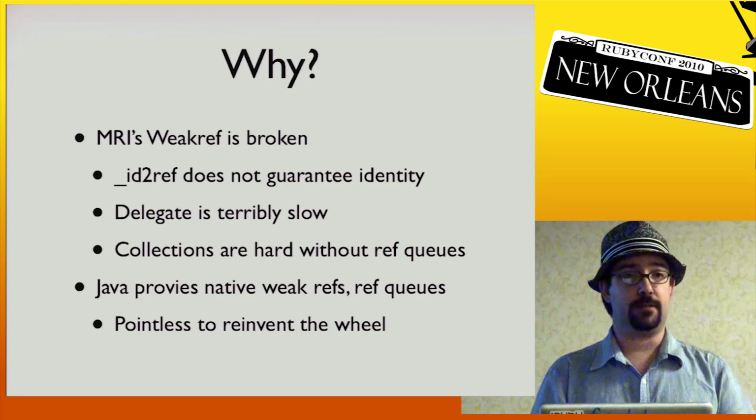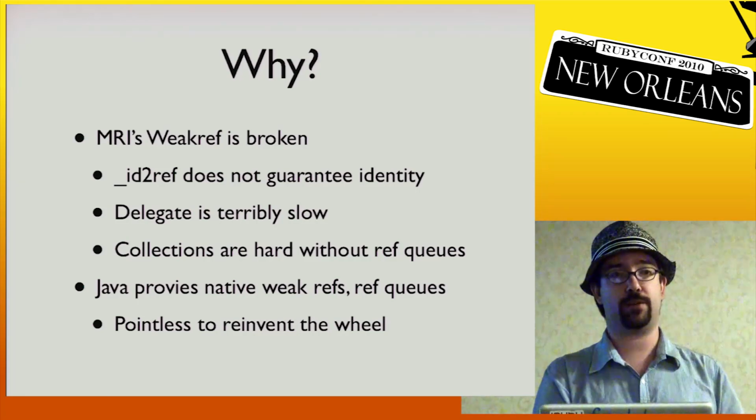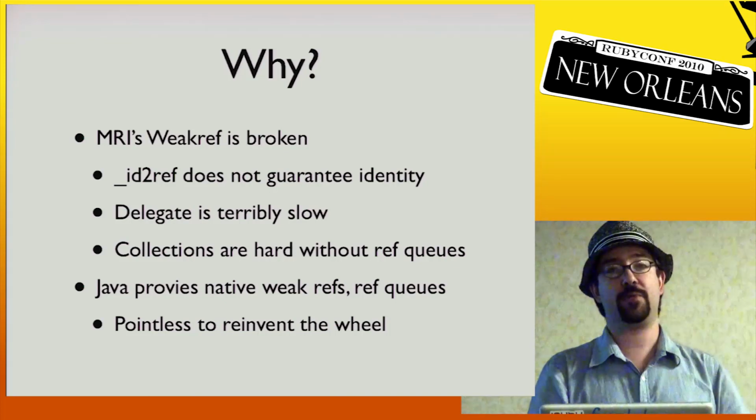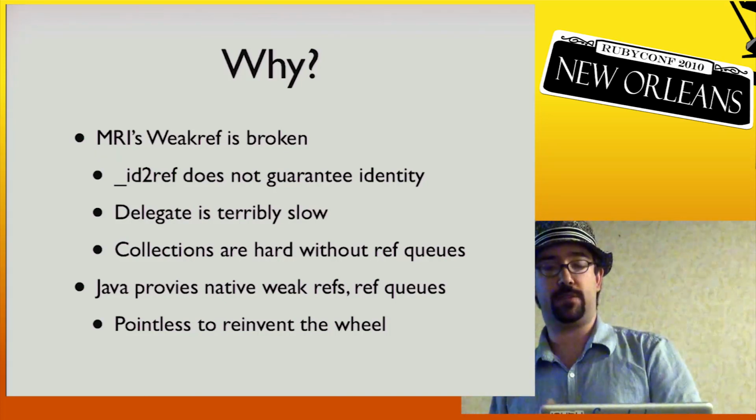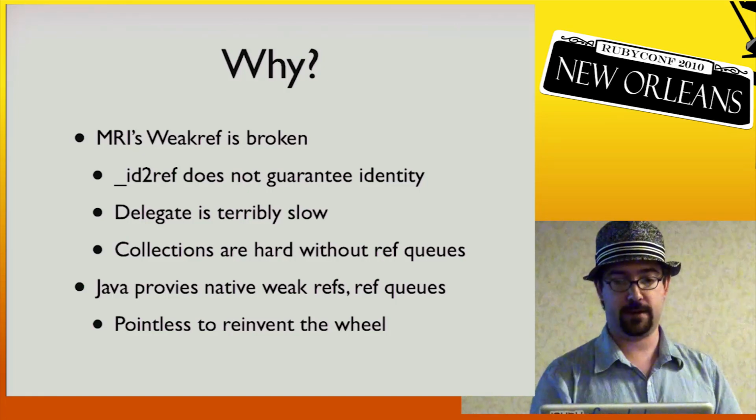Java provides native stuff for this also. There's no reason that we need to use the sort of hacky version of weak refs that's in standard C Ruby when we have solid VM level weak refs and reference queues. And so we just wrapped that and went from there.